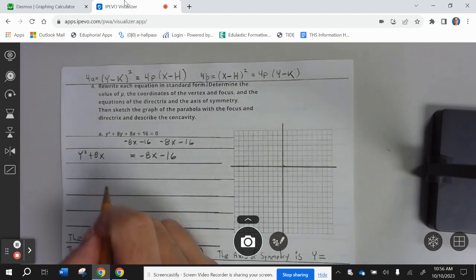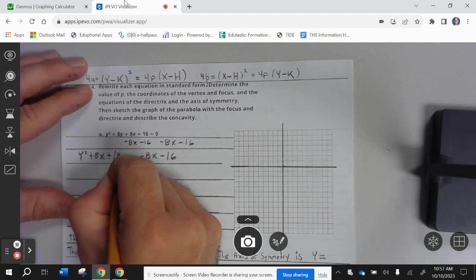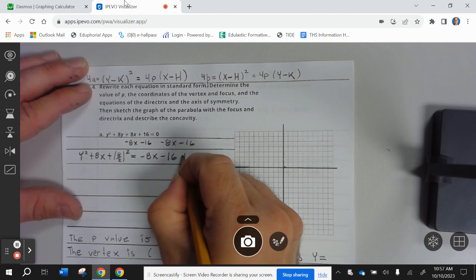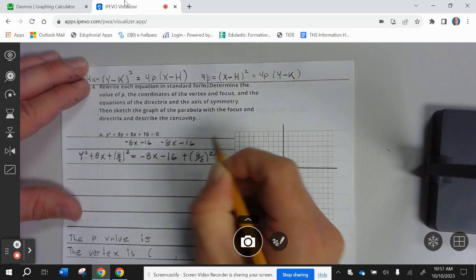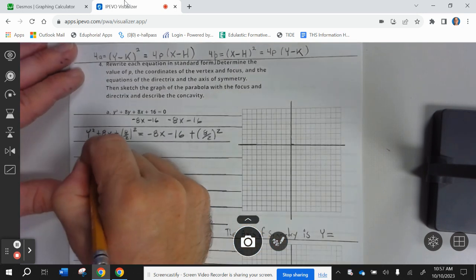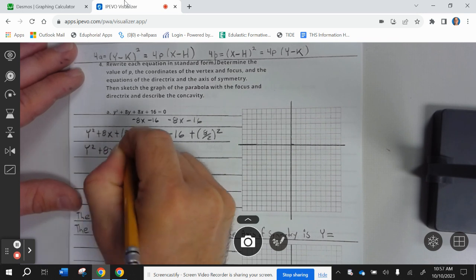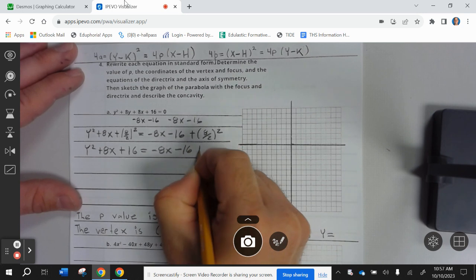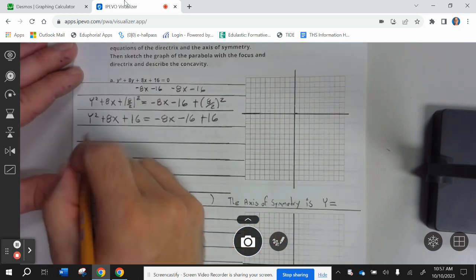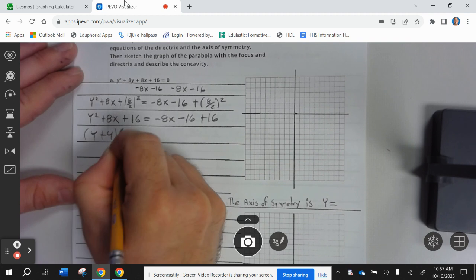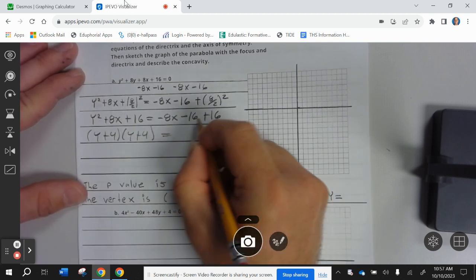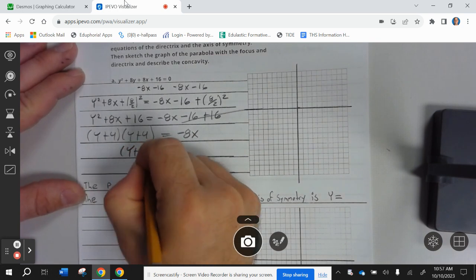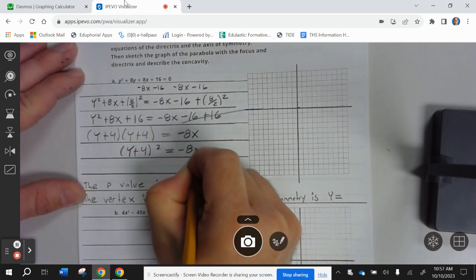Now we need to complete the square here. So we're going to add 8 divided by 2 squared to both sides. But what you do to one side, you have to do the other. So that's plus 8 divided by 2 squared. So then you have y squared plus 8y plus 8 divided by 2 is 4 squared is plus 16 equals negative 8x minus 16 plus 16. Well, this becomes y plus 4 times y plus 4 equals, those cancel, negative 8x. So y plus 4 squared equals negative 8x.